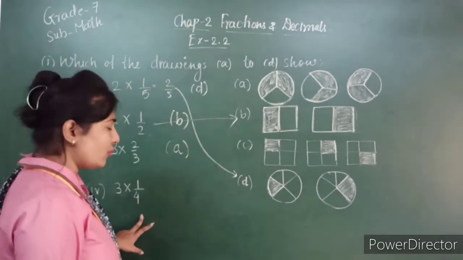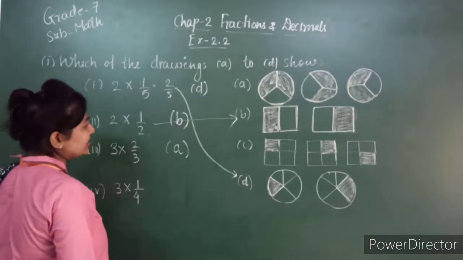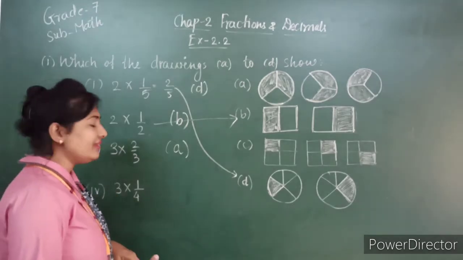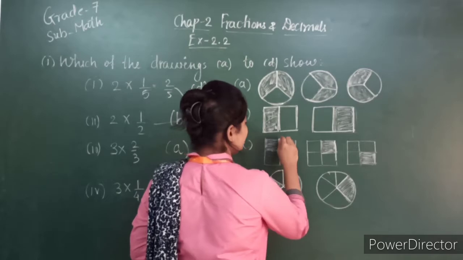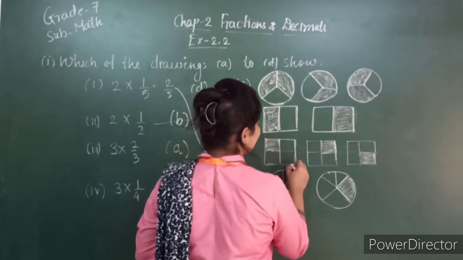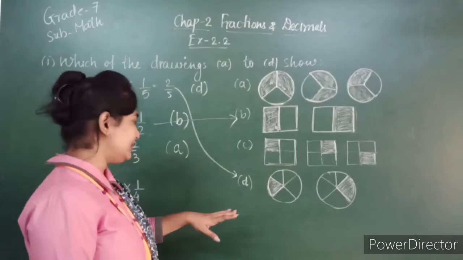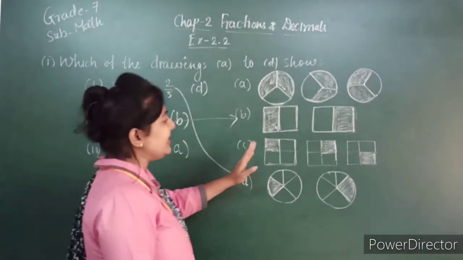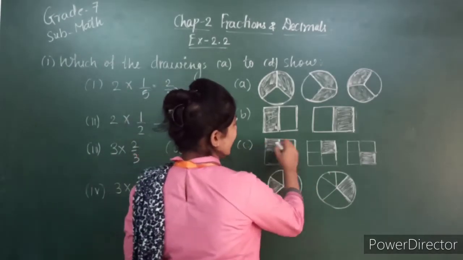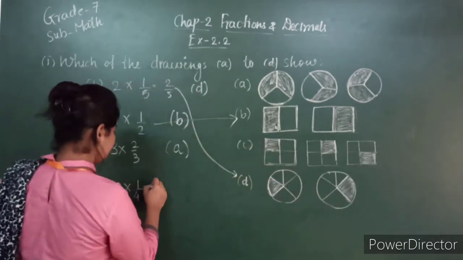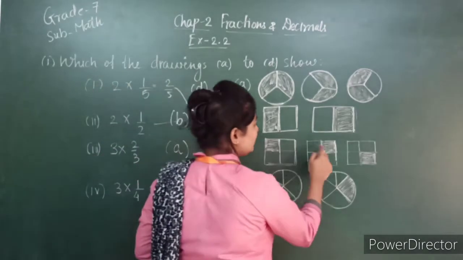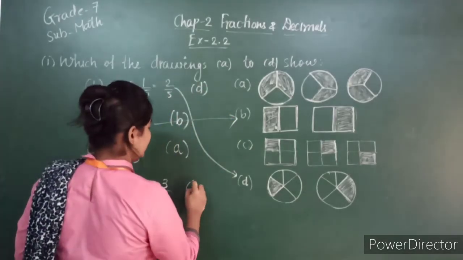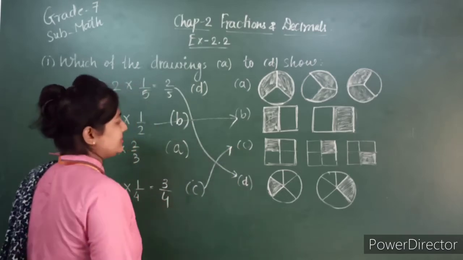3 into 1 upon 4. So here we have to see the 3 pictures and in which total 4 parts are there. So here in this picture 3 pictures are there and in that total 4 parts are there and one portion is the shaded portion in each picture. So here you can see 1 and 1. So total here 3 upon 4. So 1, 2 and 3 total 3 portions are shaded. So our answer is here C is the answer.